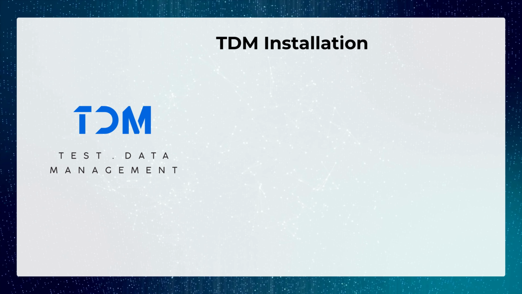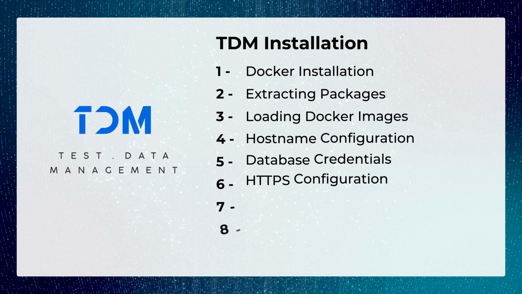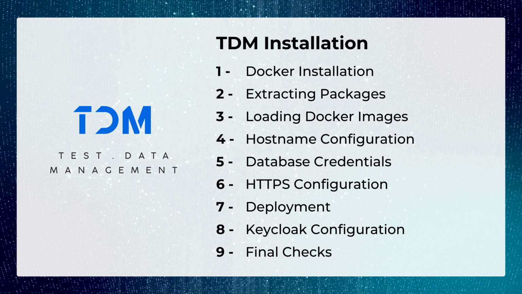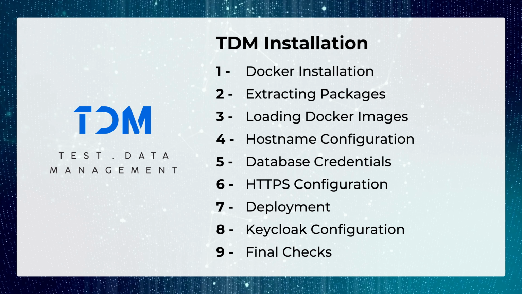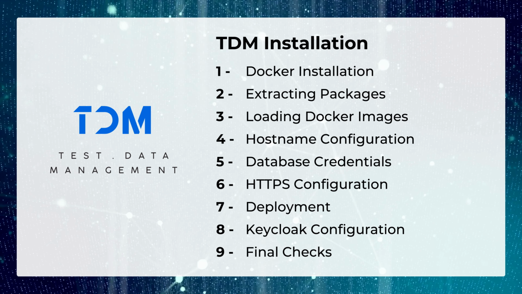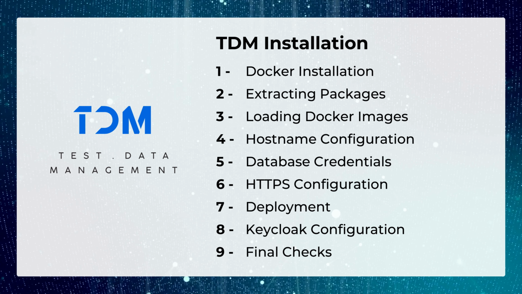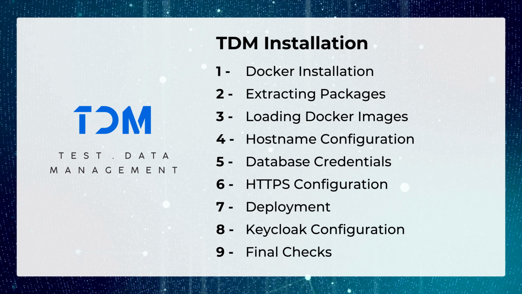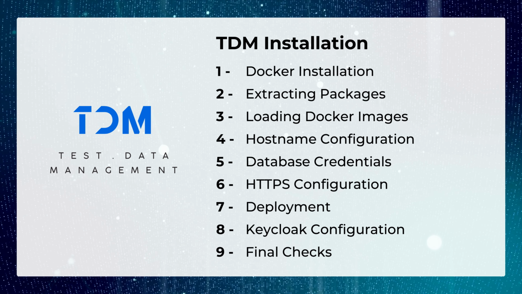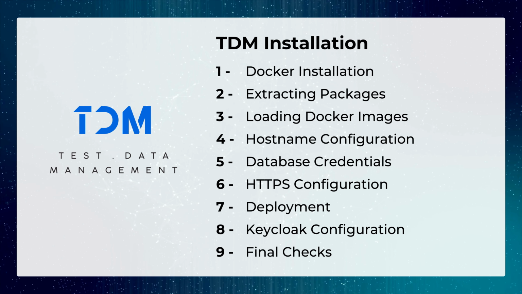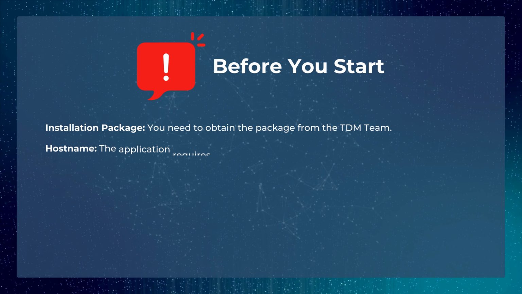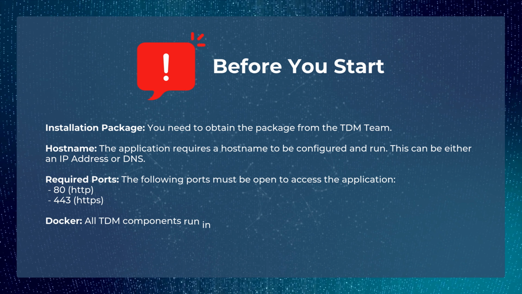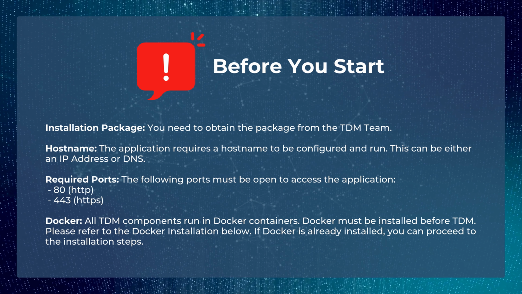The process has 9 main steps: 1. Docker installation, 2. Extracting packages, 3. Loading Docker images, 4. Hostname configuration, 5. Database credentials, 6. HTTPS configuration, 7. Deployment, 8. Keycloak configuration, 9. Final checks. Before you start installation, you need to obtain the package from the TDM team.